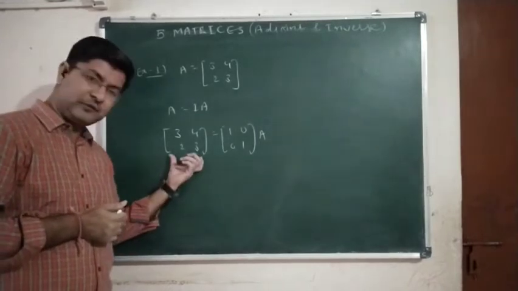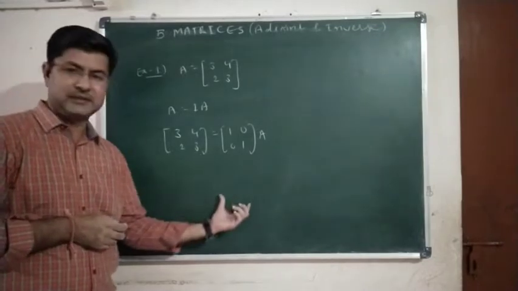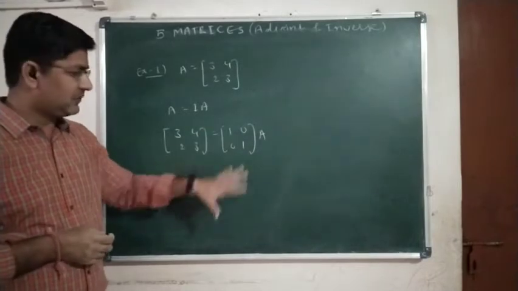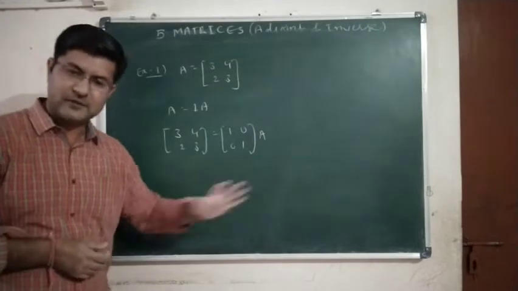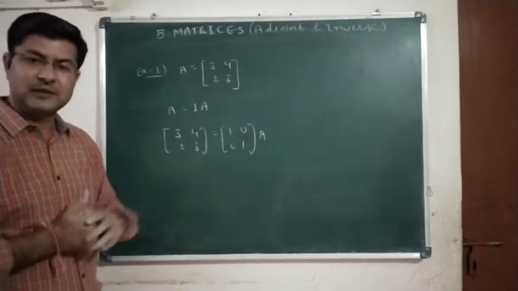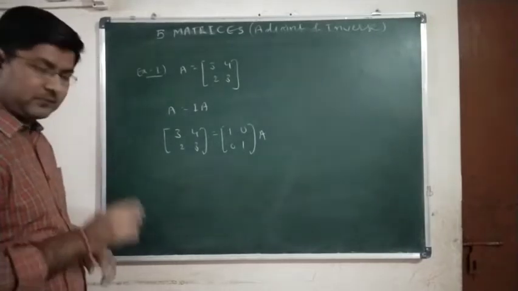So here you will change in order to bring the identity matrix, and corresponding changes will take place in the identity matrix, and this will be converted into A inverse. So finally I is equal to A inverse into A we will get. Clear? So the multiple of A will be the required answer, that is A inverse.